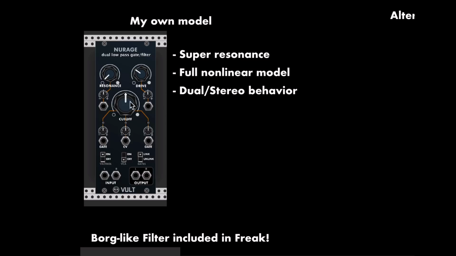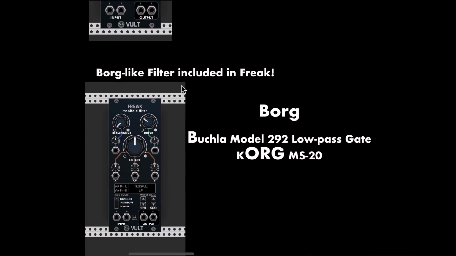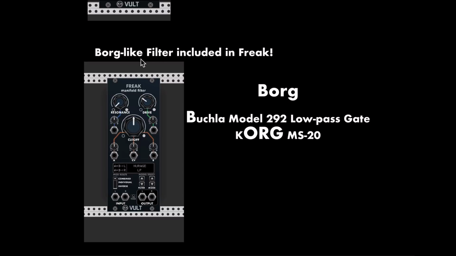And it's a dual. It has only one control, but we have two separate gates that we can trigger for two separate channels, and we have the drive control and the resonance control that we can find in all my models. And it was pointed out to me that this filter is called the Bork filter, which is a combination of the Buchla model 292 low pass gate and the Korg MS20, because it's a kind of similar filter. And putting the two together, we have the Bork filter, and that Bork-like filter is included in Freak. So if you have the Freak filter, you have an option to select Nurage and use it.